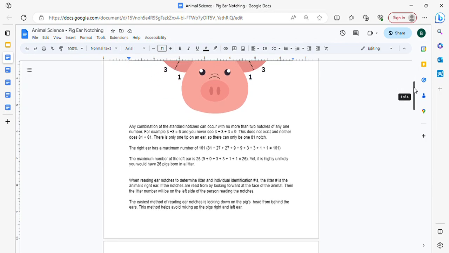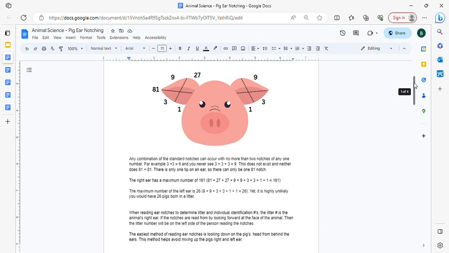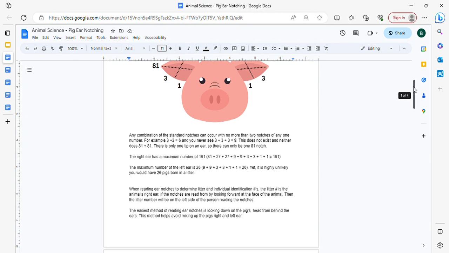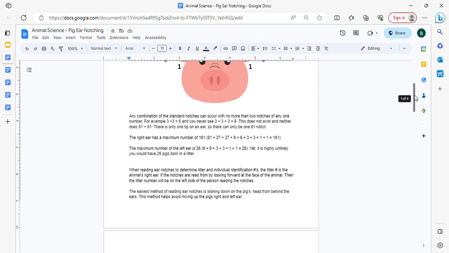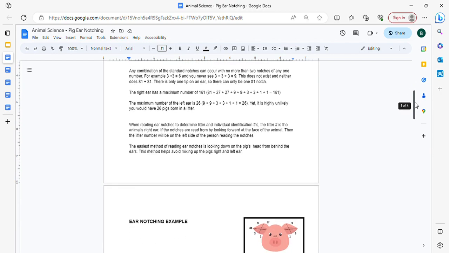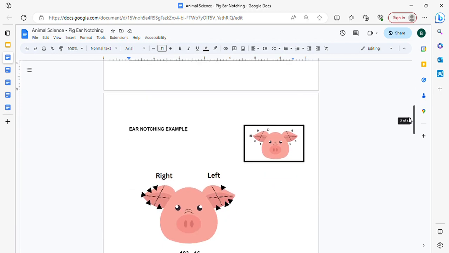Remember again, you're looking at the pig's right ear and the pig's left ear. The easiest method when reading ear notches is to look down at the pig's head from behind the ears. This method avoids mixing up the pig's right and left ear, so your right is the pig's right. So let's talk about an example.